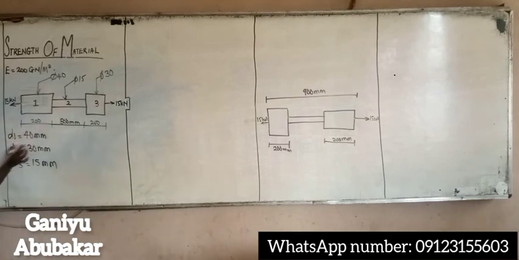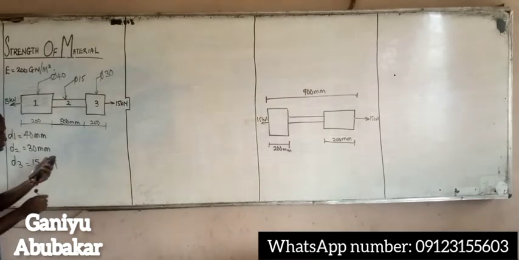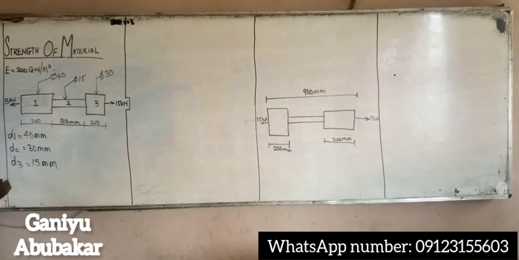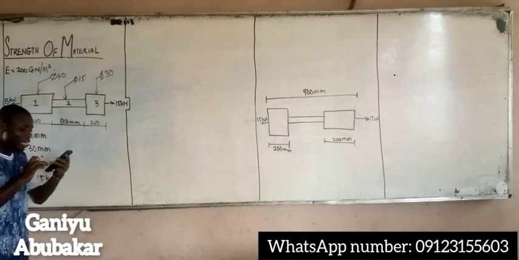Now I have diameter 1, diameter 2, diameter 3, right? So I'm given those diameters, and also I'm given a tensile stress of 15 kilonewton. Let's call it the force, perhaps F, 15 kilonewton, right? I'm also given the modulus E to be 200 giganewton per meter square.